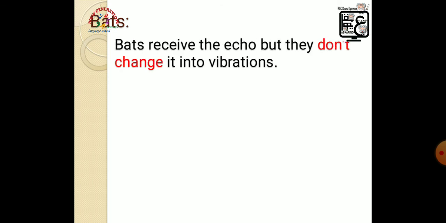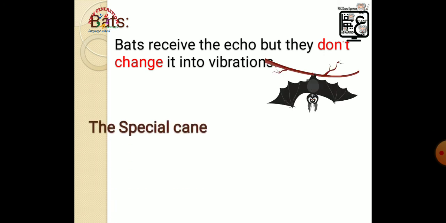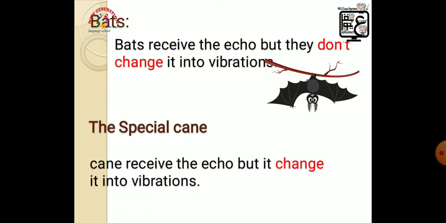So bats receive the echo, but they do not change it into vibrations. Okay, do not forget this information, it's so important. Bats receive the echo, but they do not change it into vibrations. The special cane receives the echo, but it changes it into vibration, as you see in this picture.